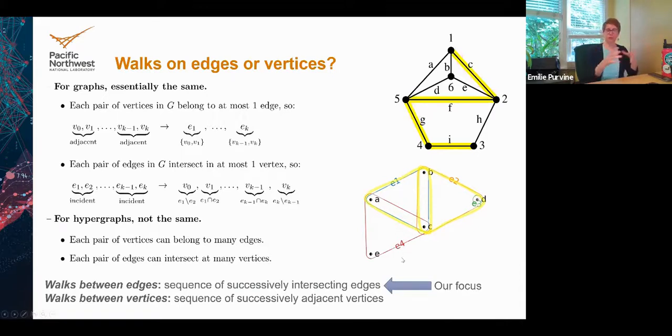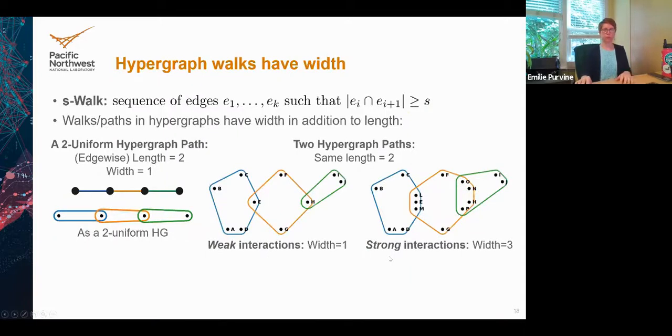So if you do that, if you just say, okay, I'm going to connect all of the vertices if they're in at least one edge, and you talk about a walk on that, or if you connect pairs of edges by a kind of meta edge by saying that there's an intersection, you lose the strength of connectivity. So we've come up with a notion of an S walk. This is a sequence of edges such that pairwise in sequence, they intersect at size at least S. This means that walks and paths in a hypergraph have a width component as well as a length component.